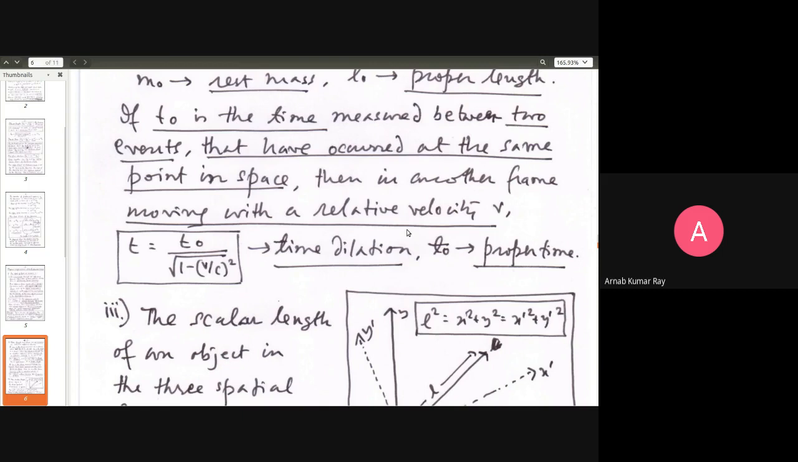Incidentally, in your later laboratories, you will have a lot of work to do involving projectile motion. Projectile motions, I believe, you have studied in your class 12 physics, follow a parabolic trajectory.